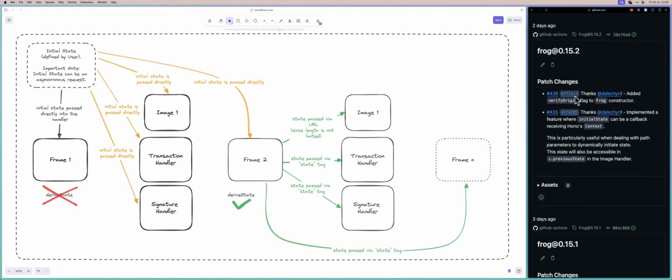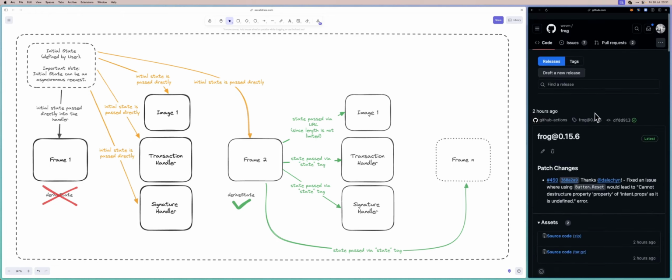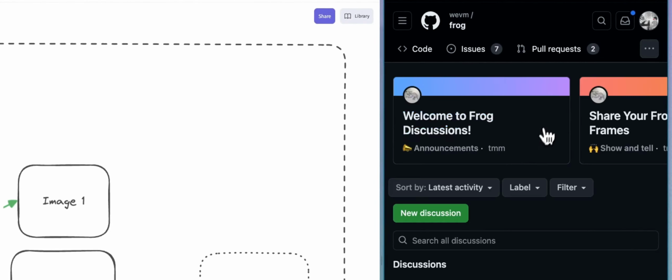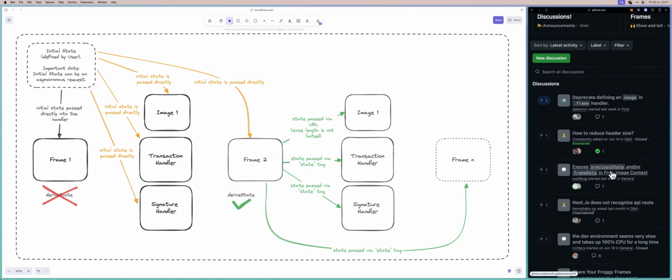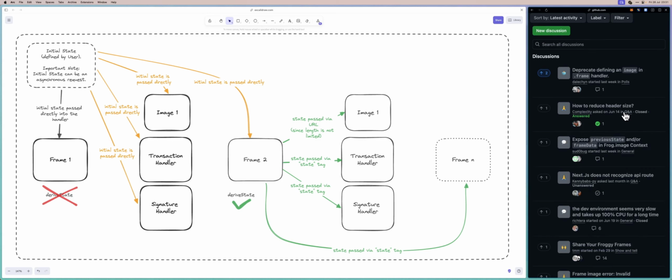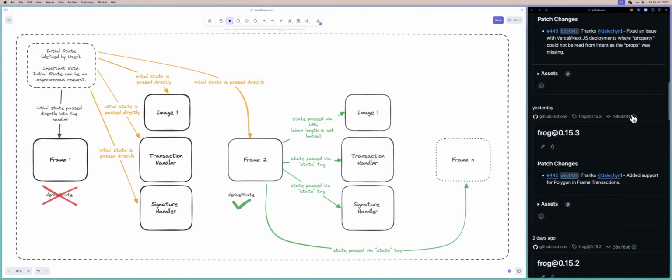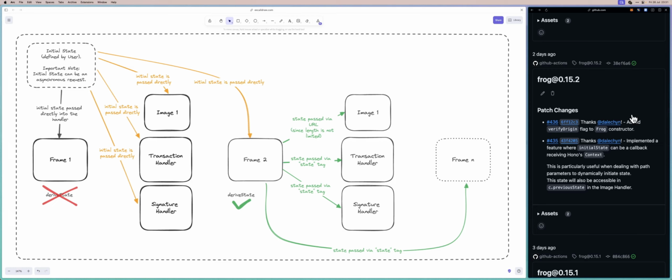That allowed the image handler's context, the c variable, to access previous state, which made the separate image rendering in the image handler much easier, because previously you had to pass all the variables in the image URL itself. So you had to serialize it, then you had to properly deserialize it, and this was quite a headache. And with the help of one guy in discussions, Pseudobug, thank you very much for this idea to expose the previous state in Frog image. It is now possible. So you could access a previous state in the image handler.